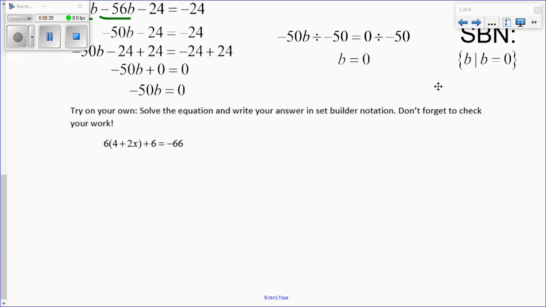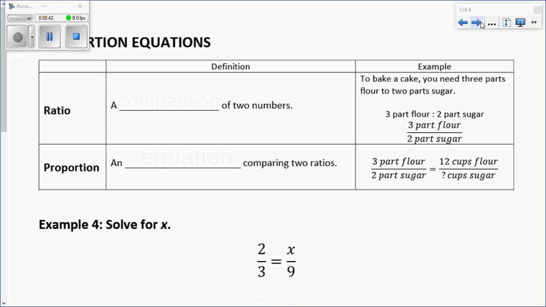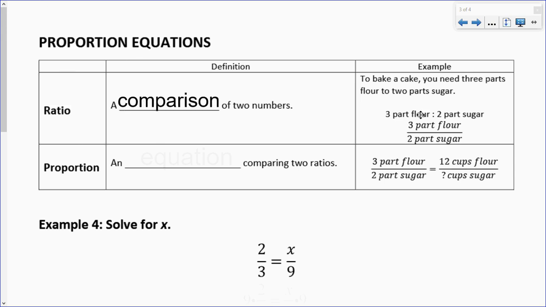Alright, so let's go ahead and move on to the next one, which is another kind of multi-step equation, called proportional equations. And it's because they actually look like proportions. So, just a reminder for everybody, a ratio is just a comparison of two numbers. You'll see it written with these little colons, or as a fraction, and you'll mostly see it written as a fraction. A proportion is an equation comparing two ratios. So we just set two ratios equal to each other, and we can use that proportion to find missing pieces if we have to.